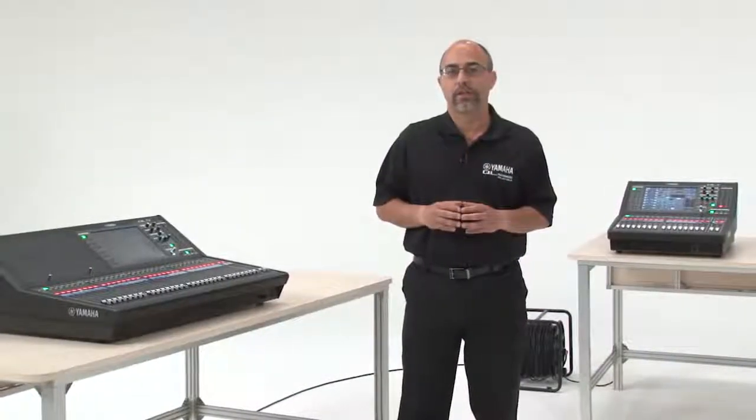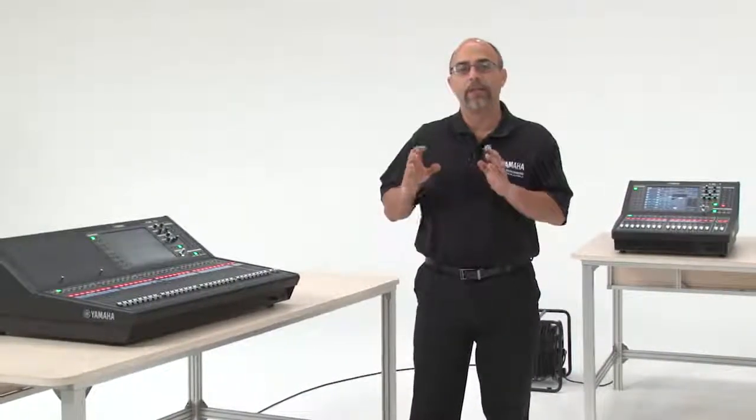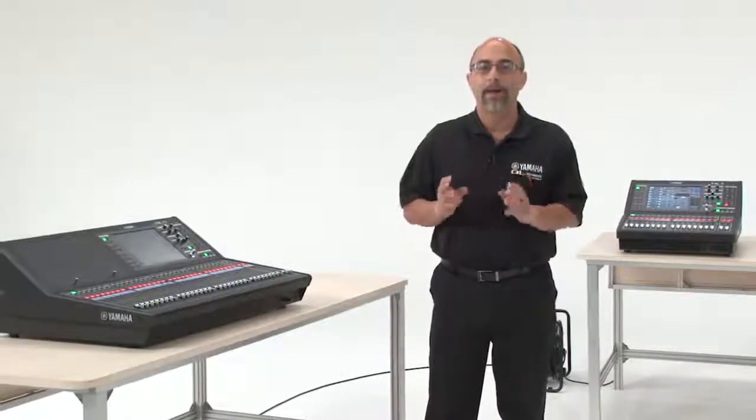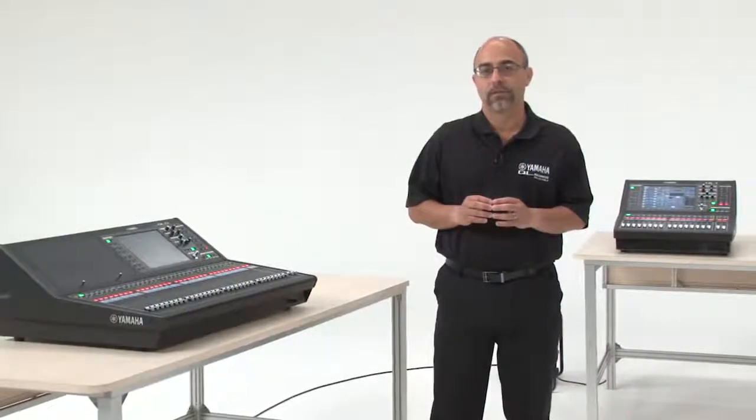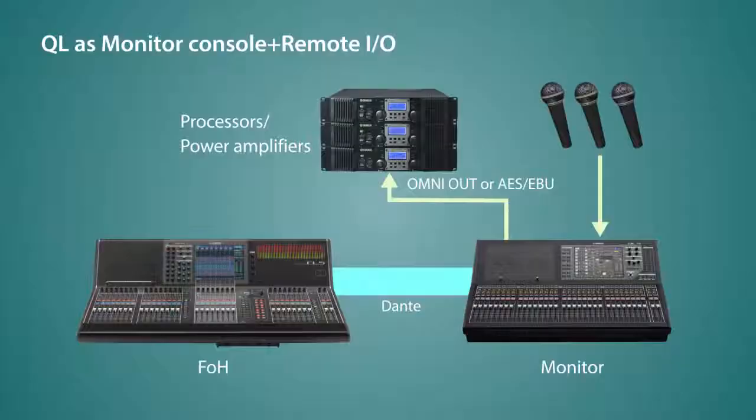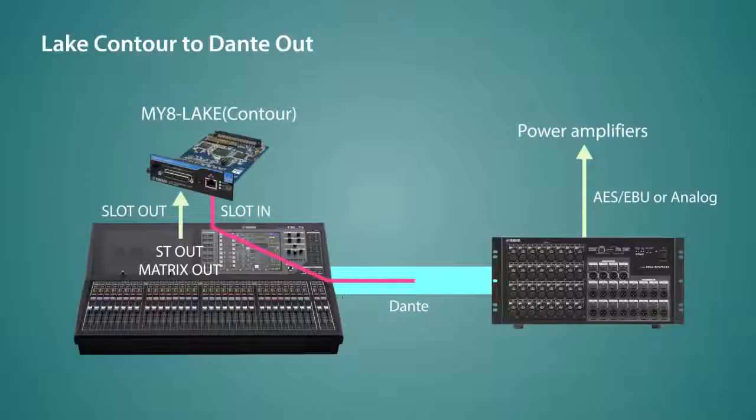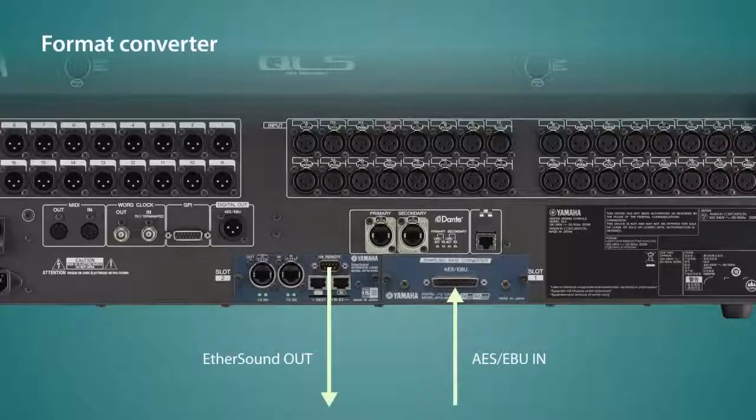The port-to-port technology allows us to send any input to any output, bypassing the channel processing. It has multiple uses. For example, I can have a QL at the monitor mix position acting as an I/O device, sending signal to the front-of-house console. Or I could use it with the NY-Lake card, sending Lake processing channels directly to the network. Or it could be a format converter via the NY card slots.